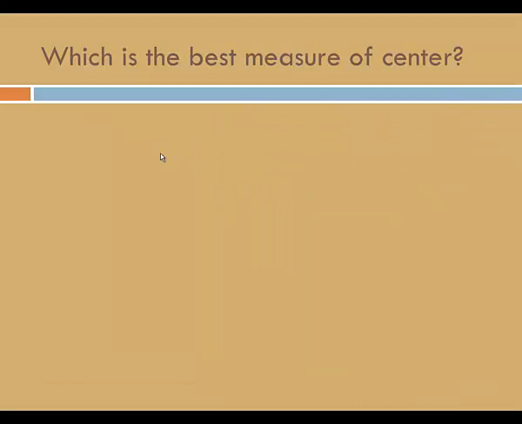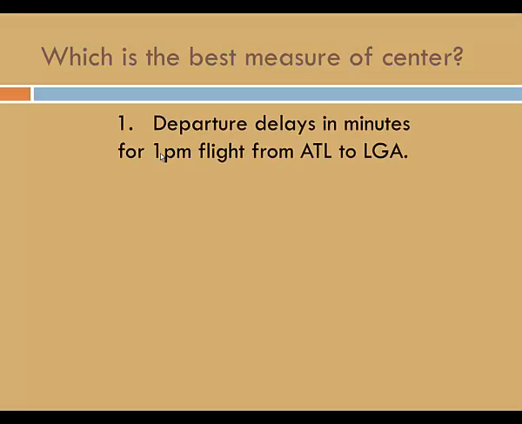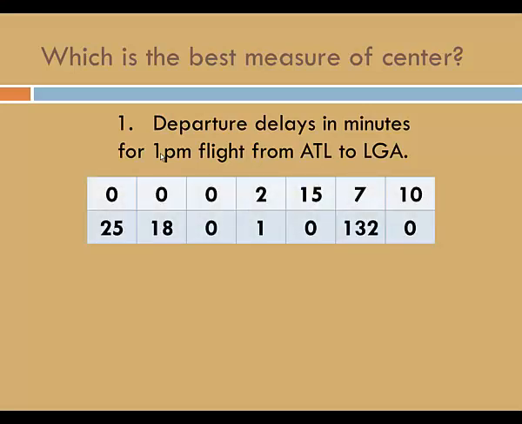Each serves a purpose. Consider a data set that represents departure delays in minutes for the 1 p.m. flight from Atlanta to LaGuardia. 2 weeks of data might look something like this. If you were booked on the 1 p.m. flight, would you rather know the mean, the median, or the mode of delays for the past 2 weeks?